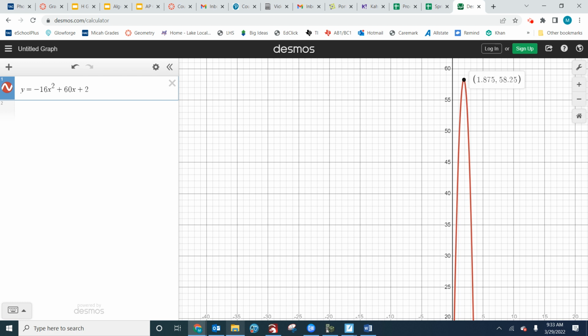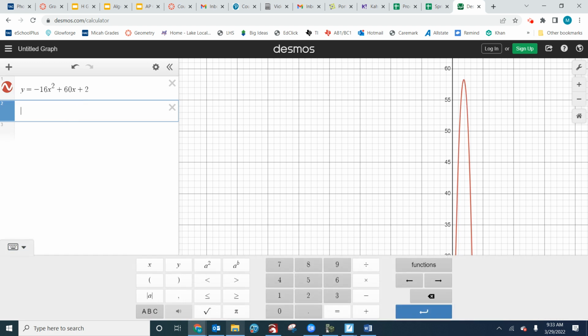Now, here's the question though. It says, how many seconds was the ball above 40 feet? Do you guys remember how we did this yesterday? An easy way to get 40 involved here. What does the X or the Y have to do with the height? The X or Y values? Y. So guys, let's put in Y equals 40.